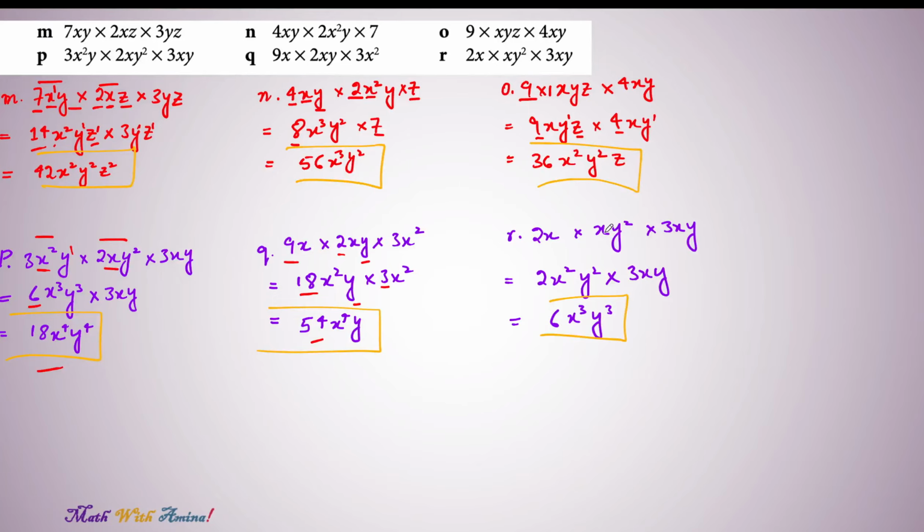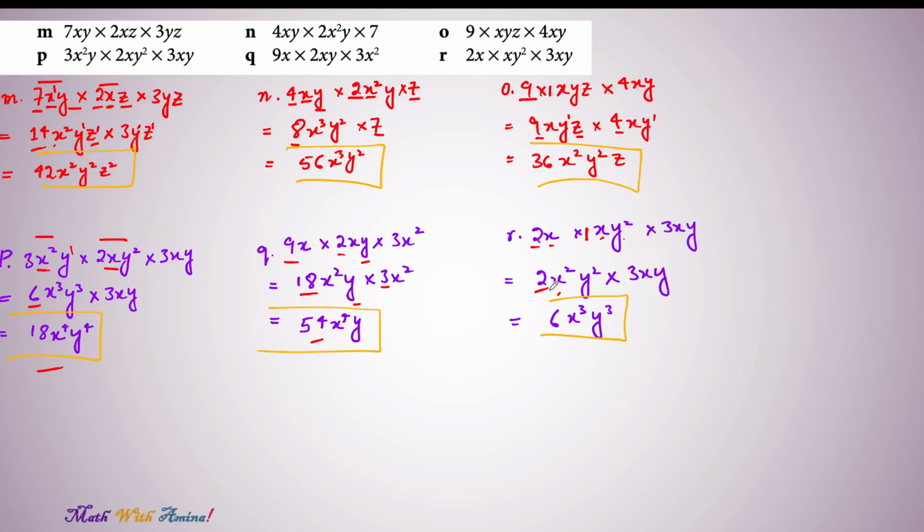Then we have 2x multiplied by xy squared multiplied by 3xy. So the coefficient is 2 in here, the coefficient is 1 in here, so 2 multiplied by 1 is equal to 2. X multiplied by x is equal to x squared, and y squared would be written as it is. So it becomes 2x squared y squared.